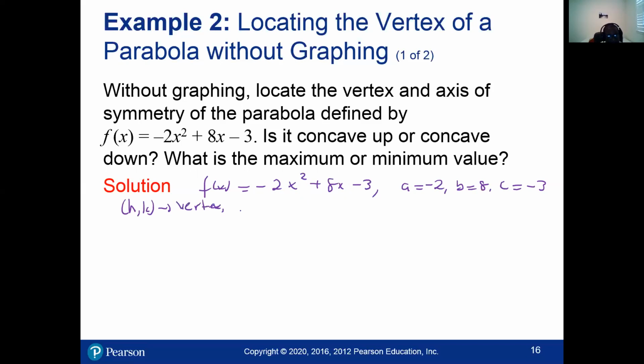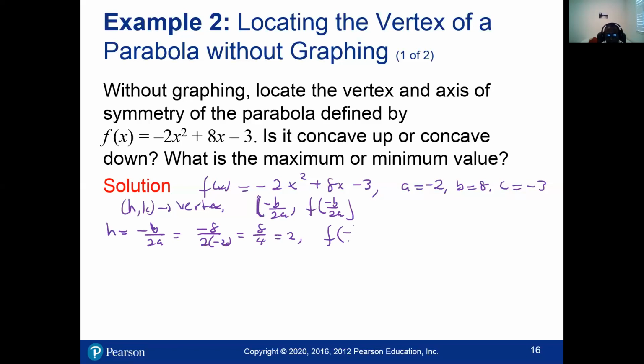Okay, now this is the same as f of the point, which is going to be minus b over 2a. So in this case, my h is minus b over 2a. That's what you do. That's minus 8 over 2 times minus 2. So this gives me 8 over 4, and that is 2.